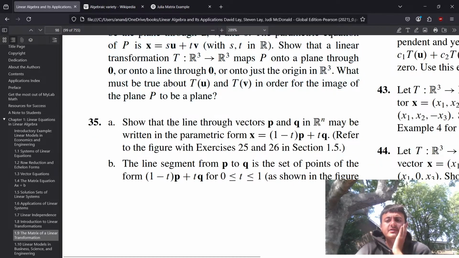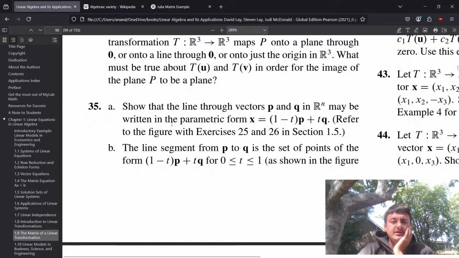Show that the line through the vectors p and q in Rn may be written in the parametric form.